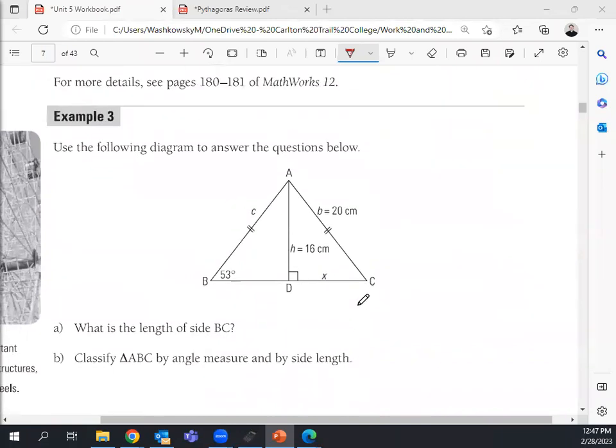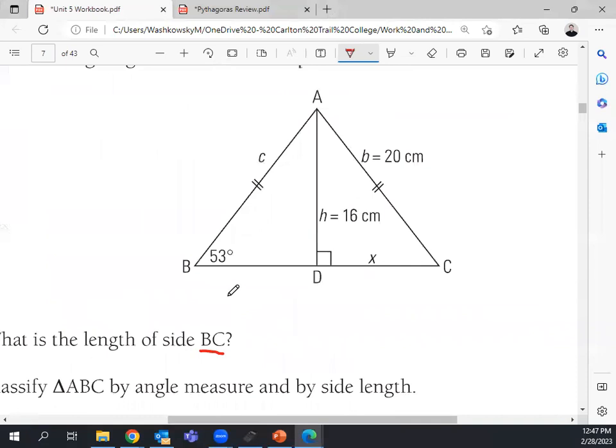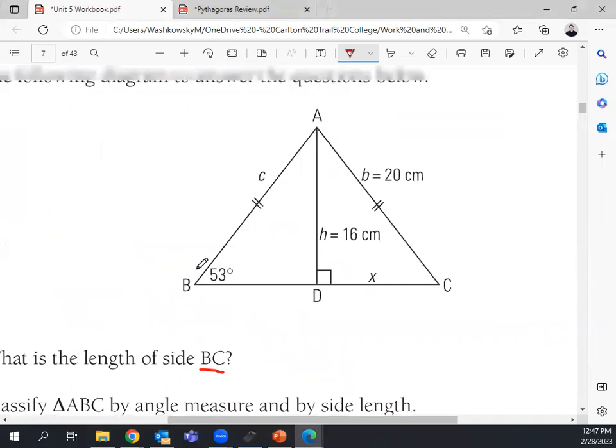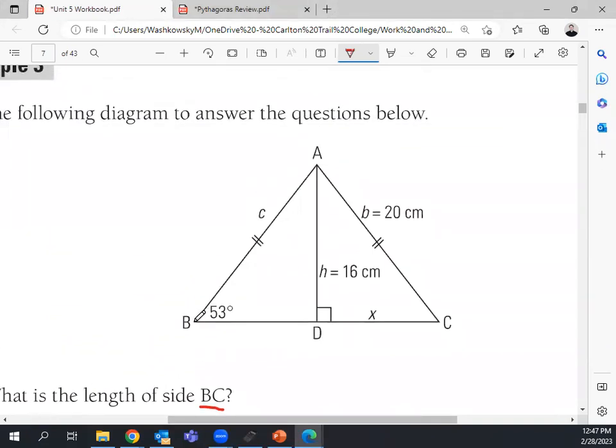So for example, here's an example question you might get asked. What is the length of side BC? We might not have read this before. If you're looking at the side BC, that means take B, draw a line to C. That's what that is, right? Side BC wants to know the length of this red line here. Let me just do that.